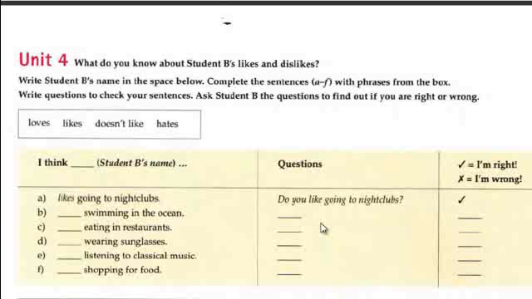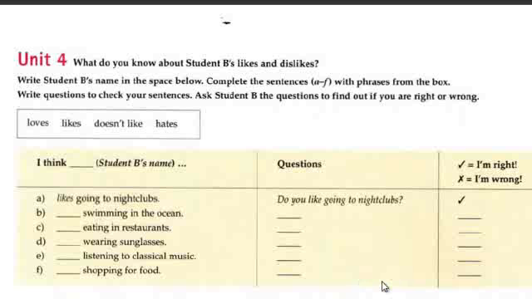So after that, you get the answers to those questions. You put a check or a cross if your guesses were right or wrong. Okay? Were your guesses right or wrong? I hope you enjoyed this exercise. Okay, let's continue.